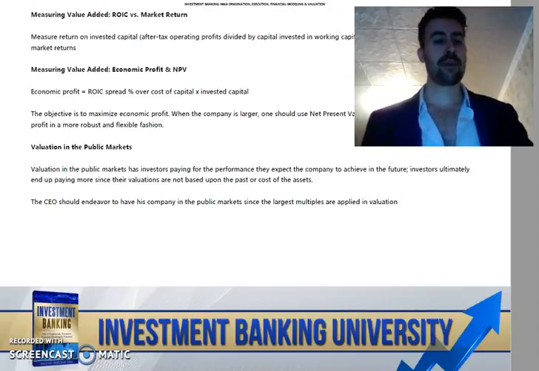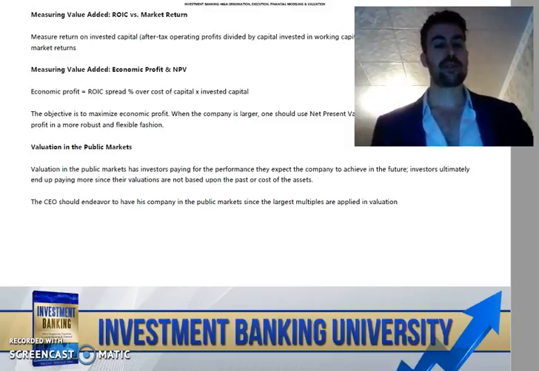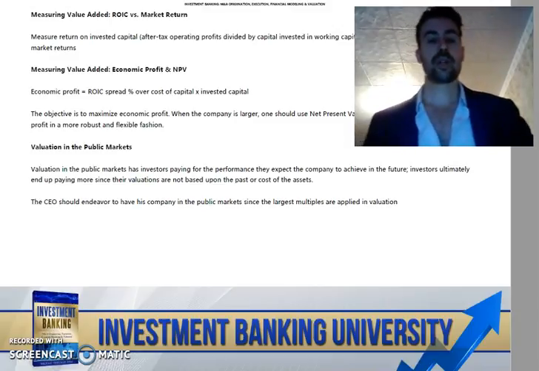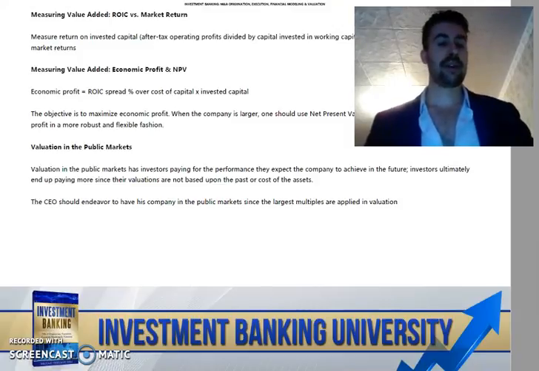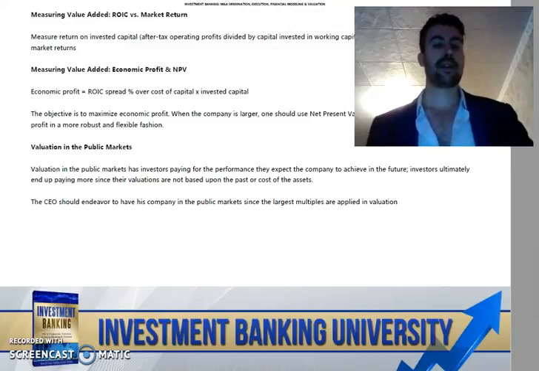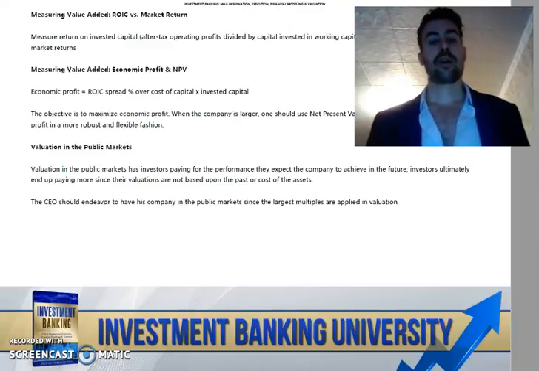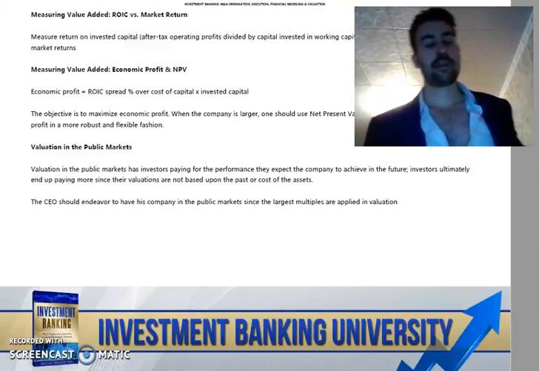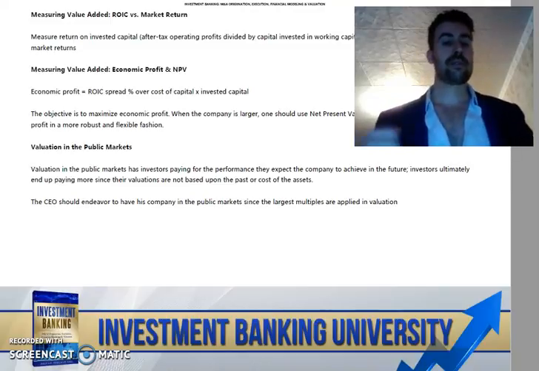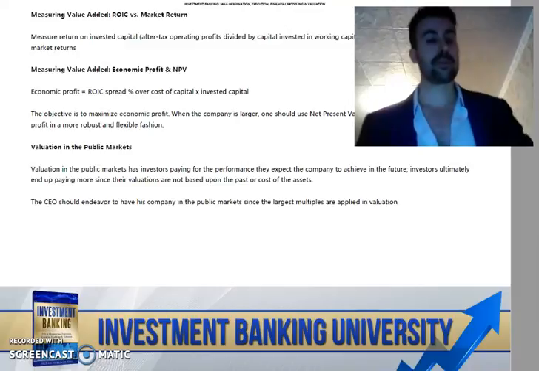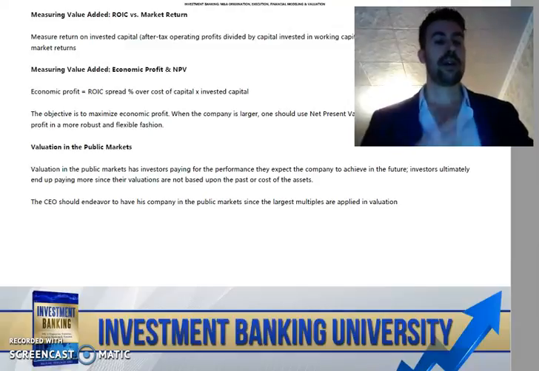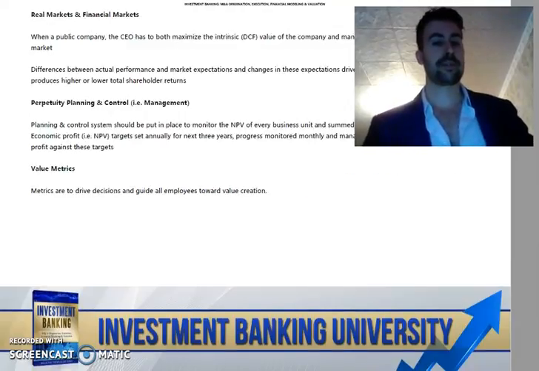In terms of valuation in public markets, investors pay for the performance they expect the company to achieve in the future, i.e. investors ultimately end up paying for more, since their valuations are based not upon the past or the cost of the assets. The CEO ultimately endeavors to have his company in the public markets since the largest multiples are applied in valuation. When we think in terms of the public markets, we're thinking in terms of a growing perpetuity or a diversified perpetuity, and we have seen where those multiples are on the previous chart, the market for perpetuities.